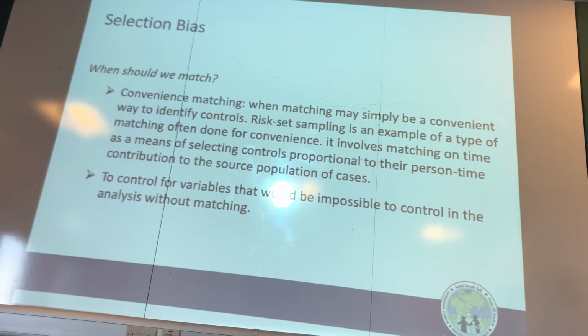Then we said why people match. People tend to match because they have, for example, an identified risk. So they call it risk-based sampling. So for example, sometimes I match, which is a justification for matching. I have cases, okay, and I have controls who have risk factors but did not develop the disease, so they are not cases, but they have important risk factors. I know that if they get exposed, they will most likely have the disease. So I tend to select them.